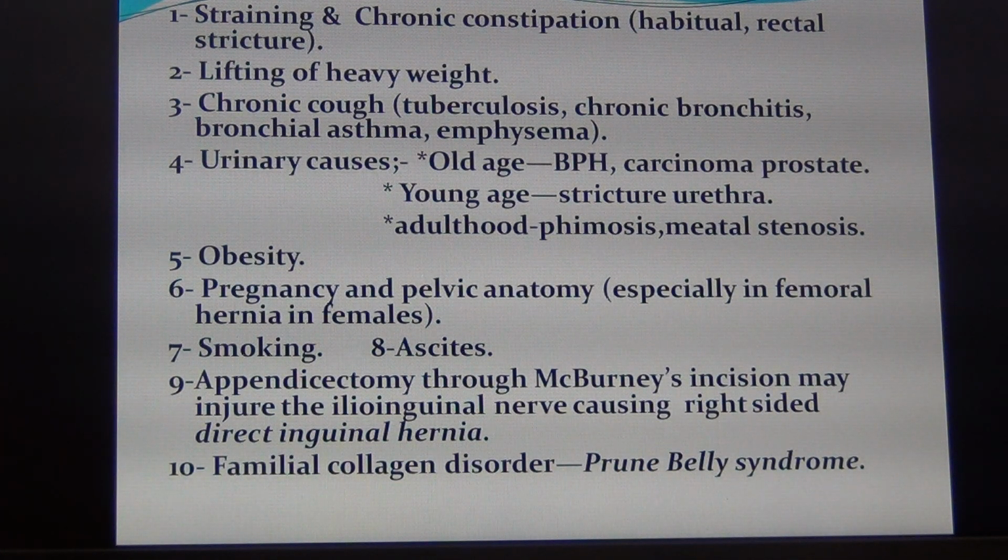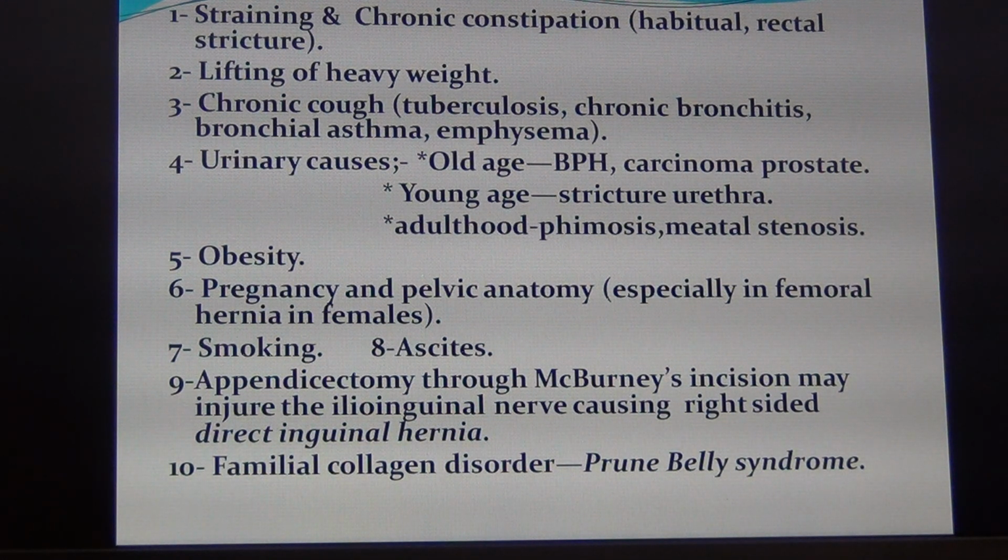Lifting of heavy weight, chronic cough, TB, chronic bronchitis, bronchial asthma, COPD, and other diseases. Urinary causes, for example, in old age, benign prostatic hyperplasia and carcinoma of the prostate. In young age, urethral stricture. In adulthood, it may be due to phimosis and meatal stenosis. Obesity may be one of the etiological factors of hernia. Pregnancy and pelvic anatomy, especially in femoral hernia in females.